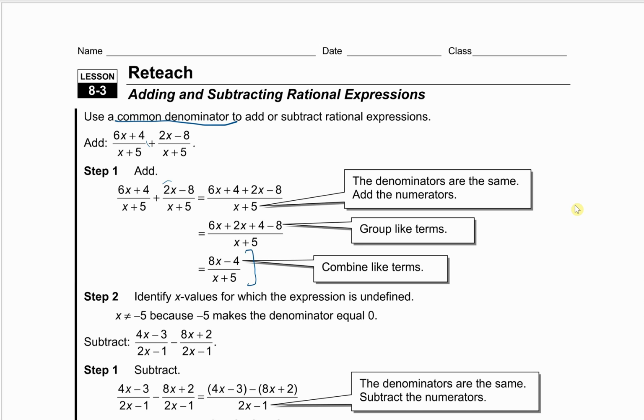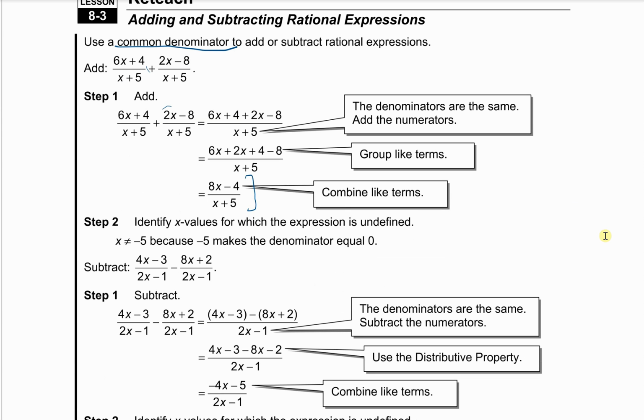This is our example. Now, you still have to identify situations where the x value is undefined. So if you notice here, they said that x cannot equal -5, because that would make the denominator -5 plus 5 equals 0. Subtracting, you do the same thing.